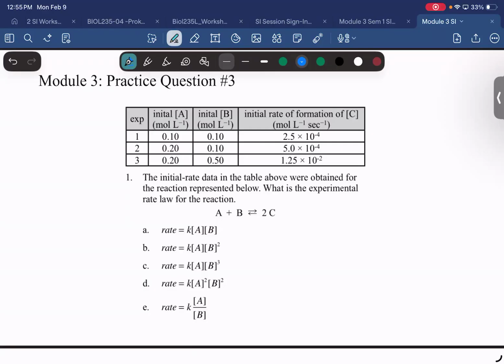Did you guys figure it out yet? Do you want me to go over it quickly, how I do it? Yeah.